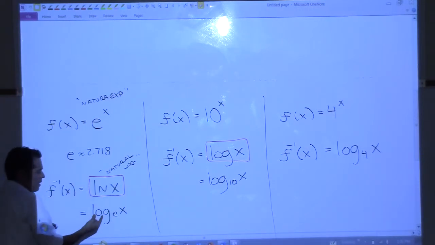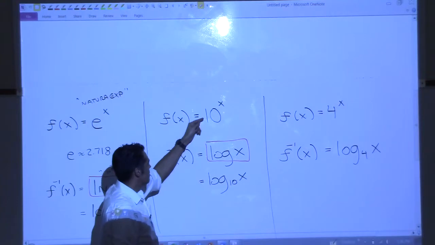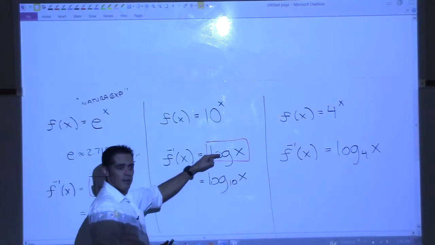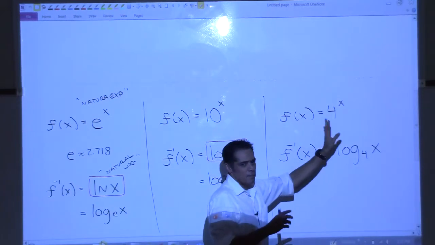But how hard would it have been for us to just write it like this, right? And we could have, right? But it's so special, we want that. This one right here, same thing. It's like base 10 was so special, we wanted to give it its own notation. But all the other bases, they aren't as special.